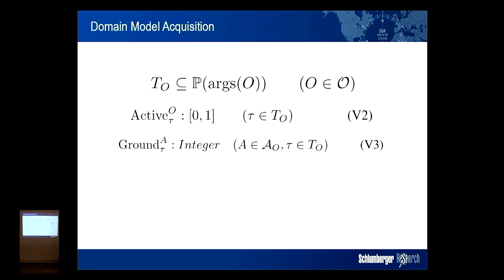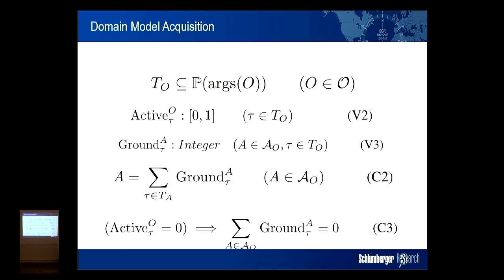And then we're going to introduce two types of variables. We introduce a set of 0, 1 variables to represent whether a particular template is active for a particular operator. If it's 1, it's active. If it's 0, it's inactive. And we also introduce a set of integer variables to represent the ground value of that template cost.